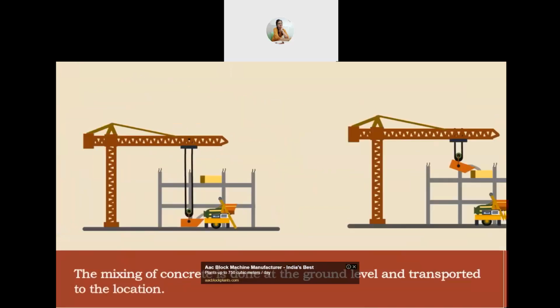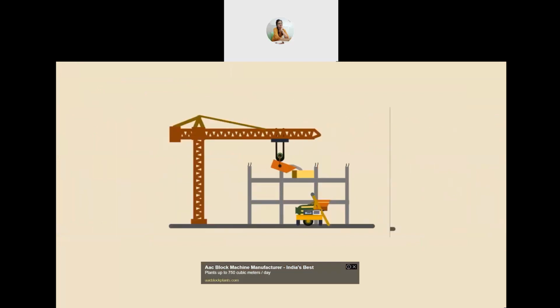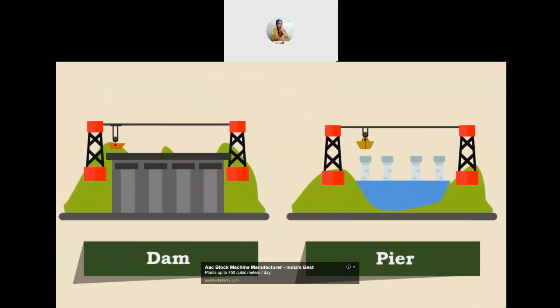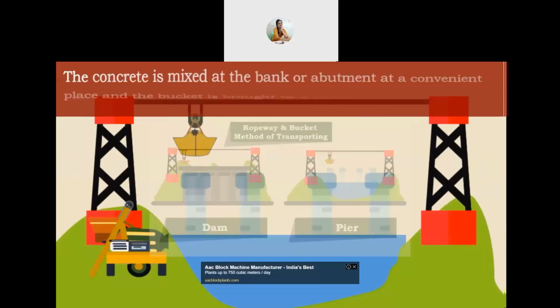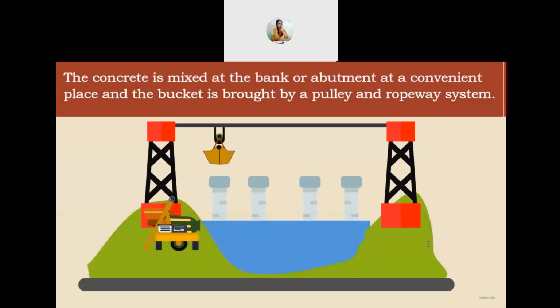The mixing of concrete is done at the ground level and transported to the location via skips or buckets attached to the cranes. The skips have a discharge door at the bottom whereas the buckets are tilted for emptying. A similar type of transportation is adopted for concreting in a dam or a pier, which is called the ropeway and bucket method of concreting. The concrete is mixed at the bank or abutment at a convenient place and the bucket is brought by a pulley and ropeway system.